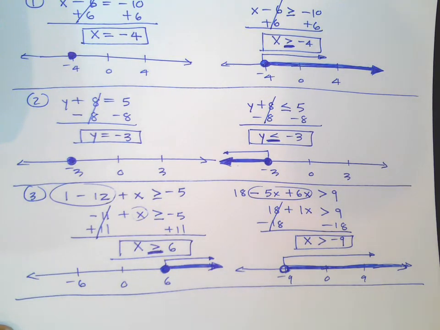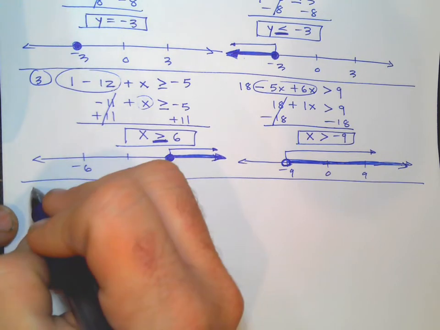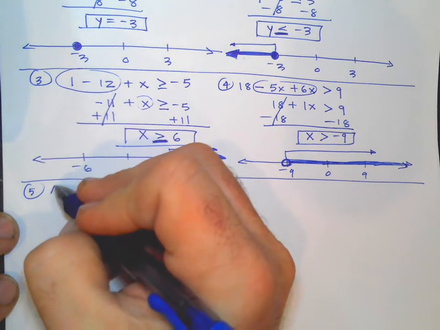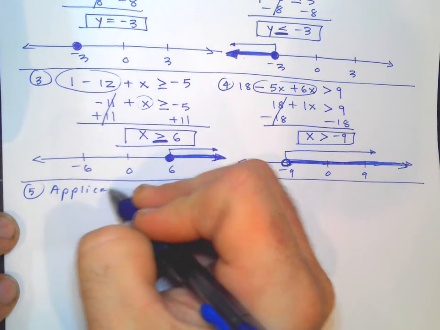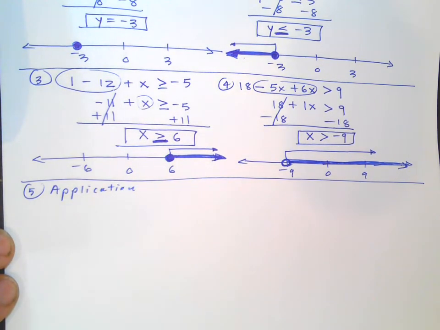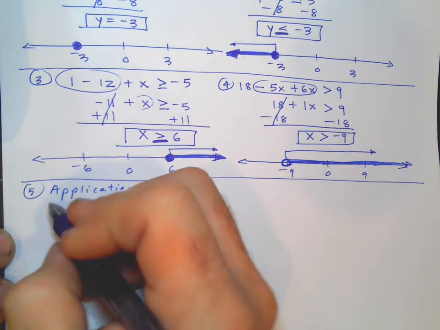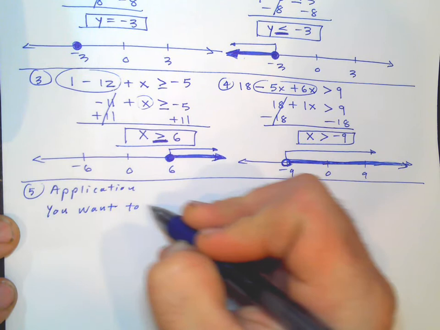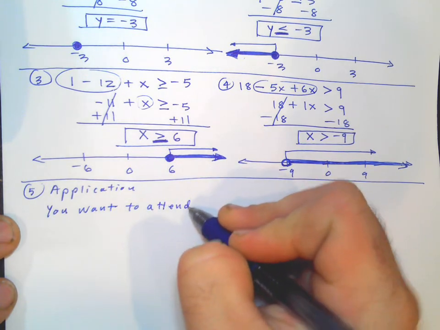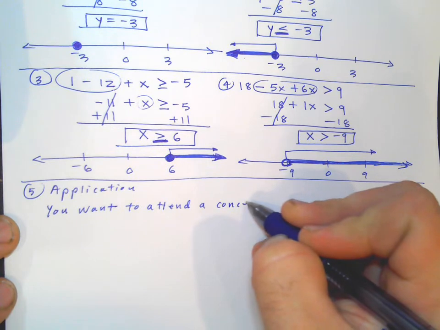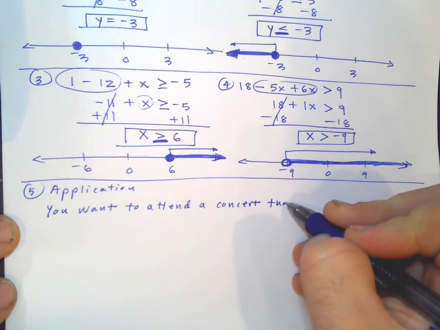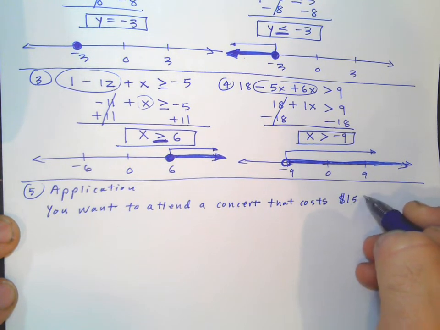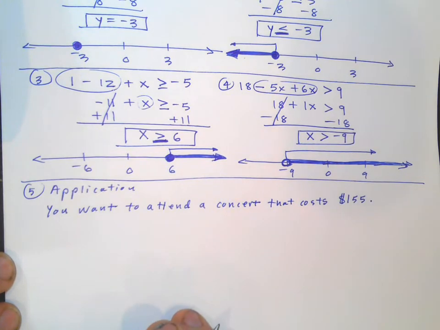Okay, last problem. Last example. I guess we could have called that example 4. We're going to do an application, which is like a word problem, using these ideas on some kind of real world use. So let's write the problem down. You want to attend a concert that costs $155.